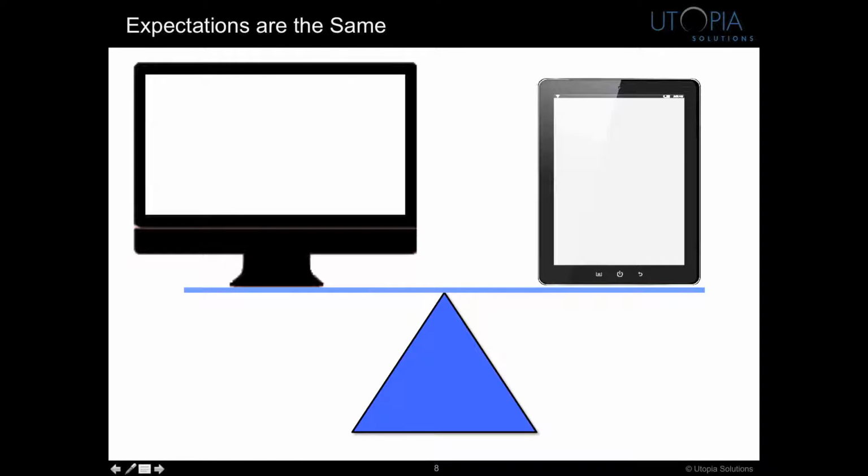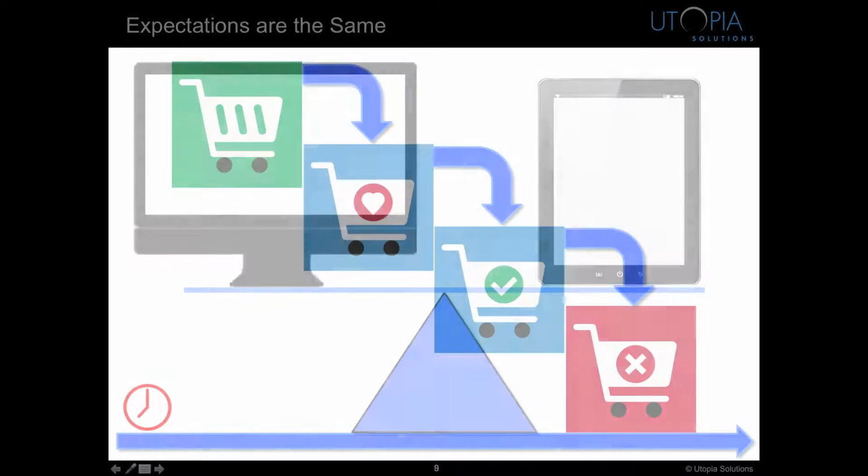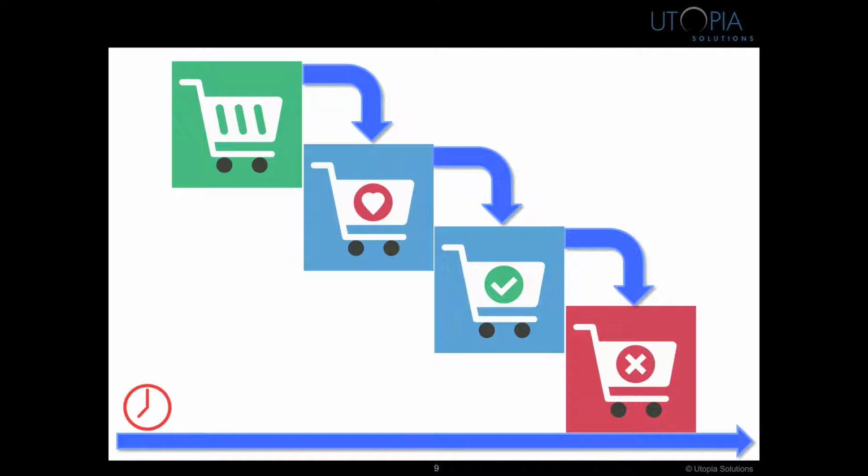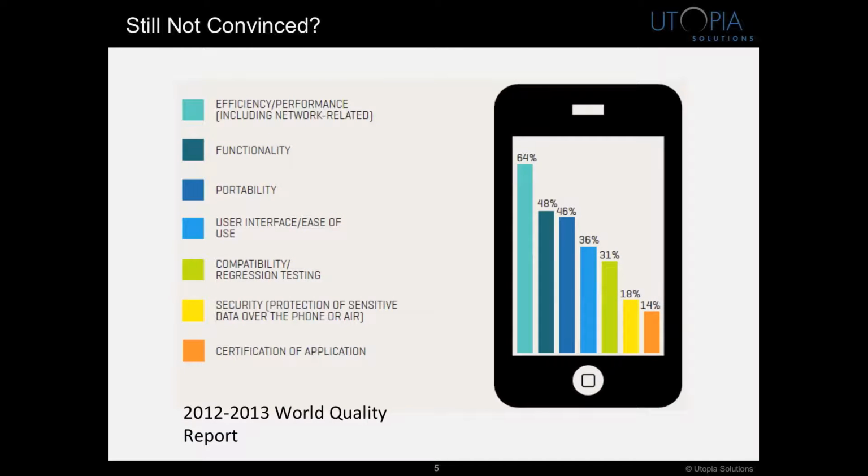In addition, the expectations of mobile users are essentially the same as those on traditional websites. They don't expect the response time or their experience to be any worse just because they're on their smartphone or their tablet. And your users have choices. They will abandon your site for a competitor if they don't believe that the performance is up to their standards. If you still don't think performance is important, it's a good chance someone in your organization does. According to last year's World Quality Report, performance is at the top of the list for mobile testing priorities.